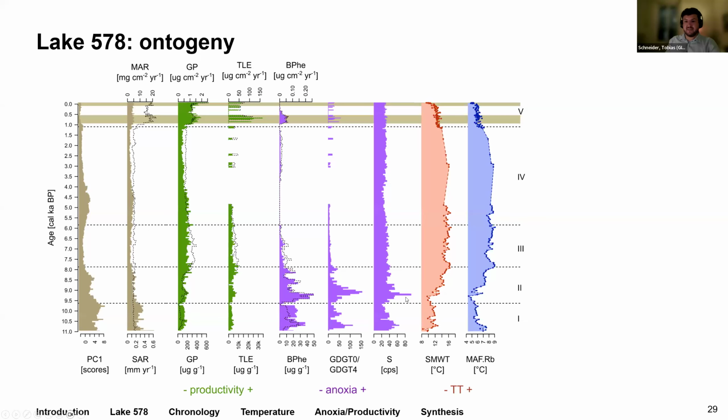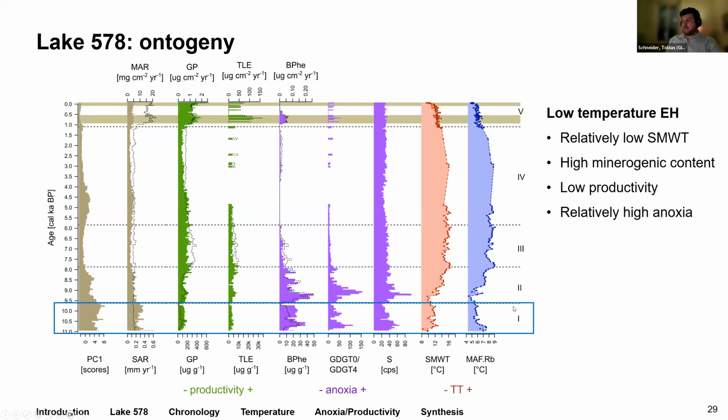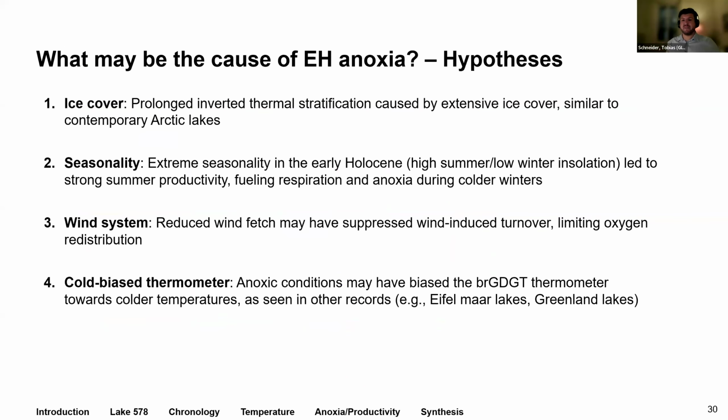Cluster analysis revealed 4 different clusters. And for example, here the early Holocene is characterized by relatively low summer mean water temperatures, which we see here, and a high minerogenic content, which could be due to the glacial input and low productivity, and also relatively high anoxia. And now the question, of course, is what could be the driving factor for this anoxia? And so we came up with 4 different hypotheses.